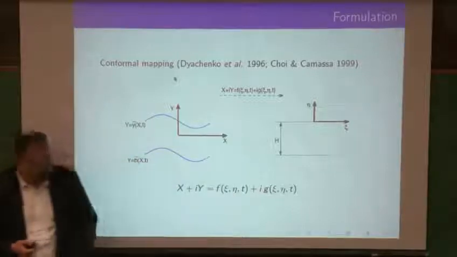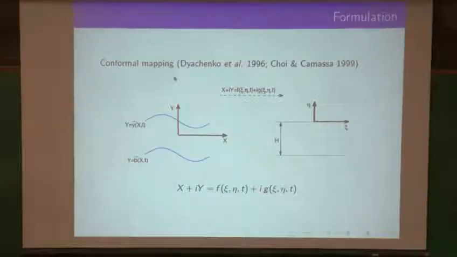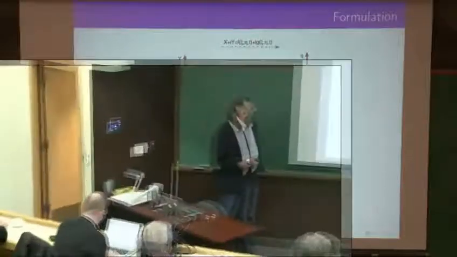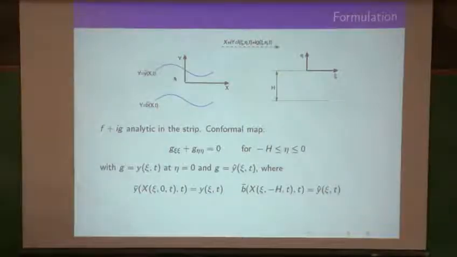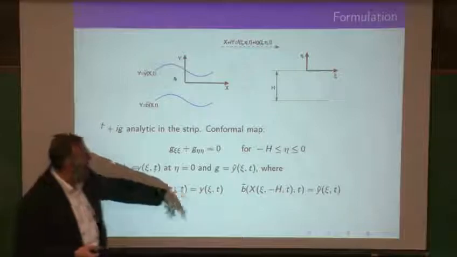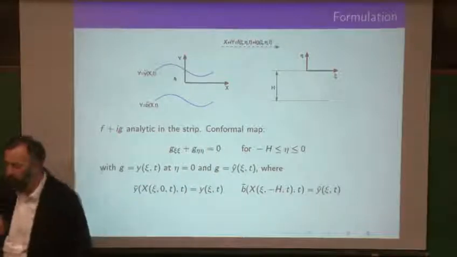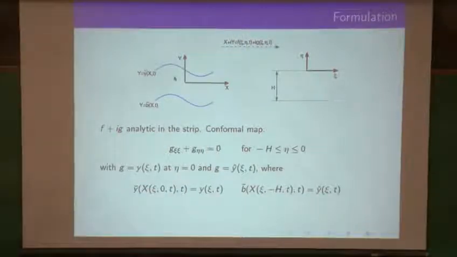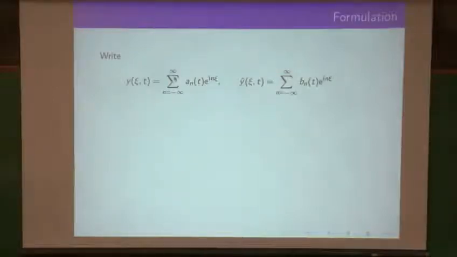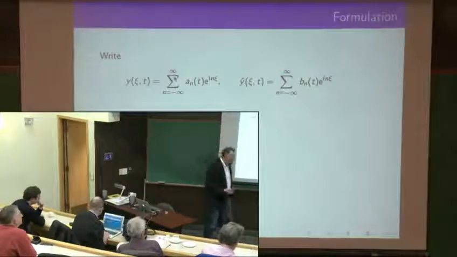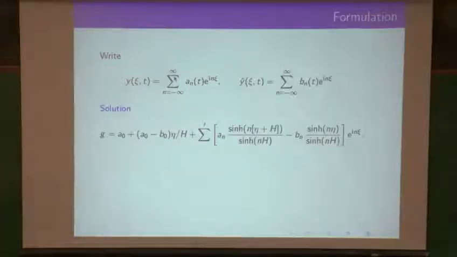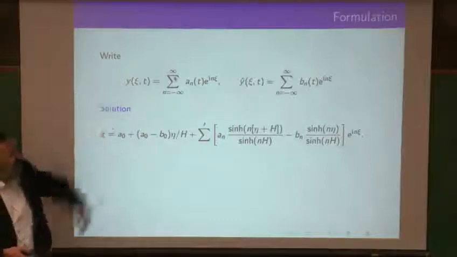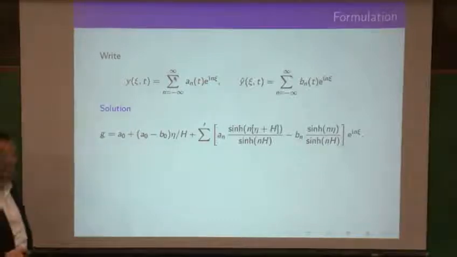So I'm using, again, complex functions, which satisfy that f plus ig is analytic in this strip. And we have to find g subject to the Laplace equation, and being equal to these two y bar functions on the lower and the upper boundary. We're assuming we're going to look for periodic waves, so we expand in Fourier series, and we find our solutions subject to these boundary conditions for g.